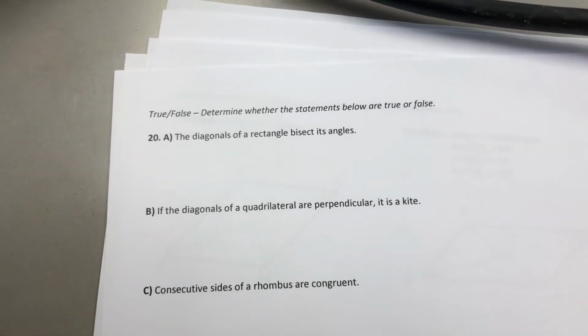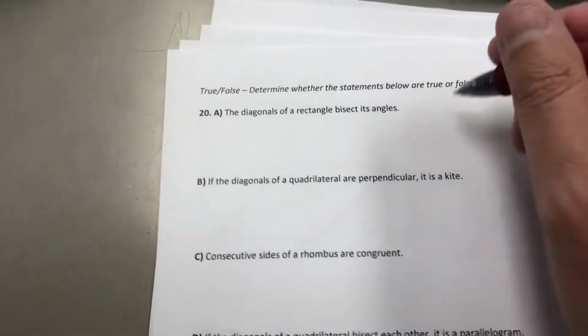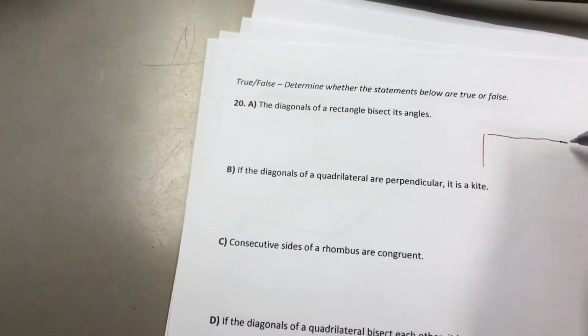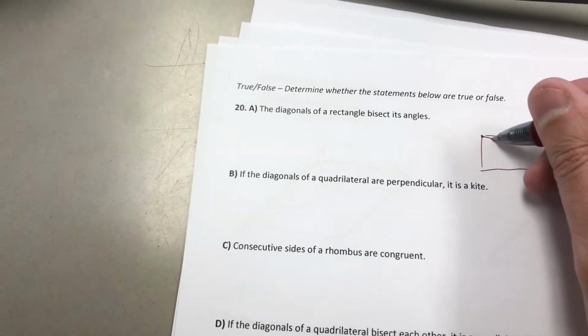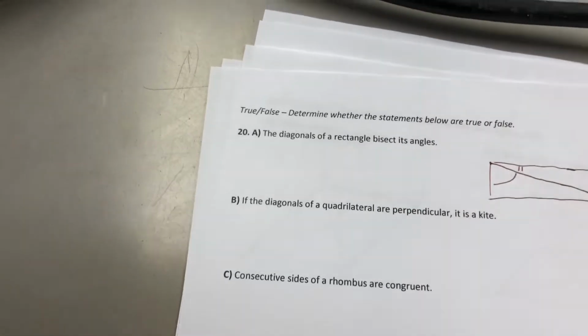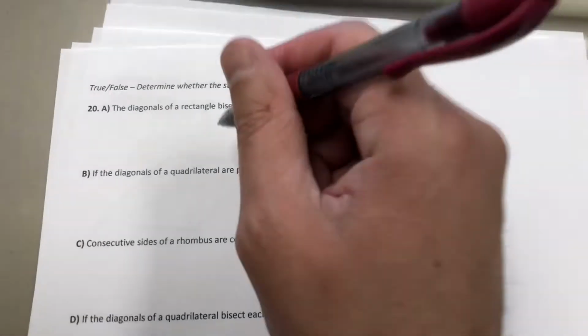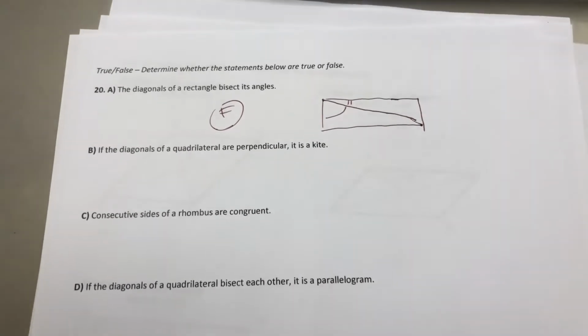Let's take a look at the solutions to problem number 20. A lot of these are memorized. However, you can also draw pictures. For example, if you draw a very long, kind of exaggerated rectangle, it's pretty easy to see here that these angles are not going to be bisected. So that is a false statement. Remember, if you can come up with a counterexample, it's a false statement.